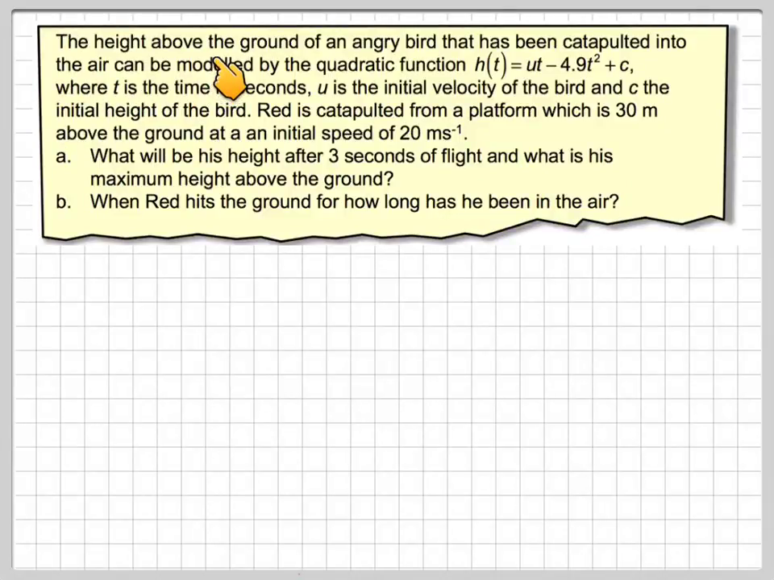The height above the ground of an angry bird that has been catapulted into the air can be modelled by the quadratic function h(t) = ut - 4.9t² + c, where t is the time in seconds, u is the initial velocity of the bird, and c is the initial height of the bird. So this is the initial velocity and this is the initial height. Now the 4.9 comes from half times gravity, if you want to relate it to your physics.